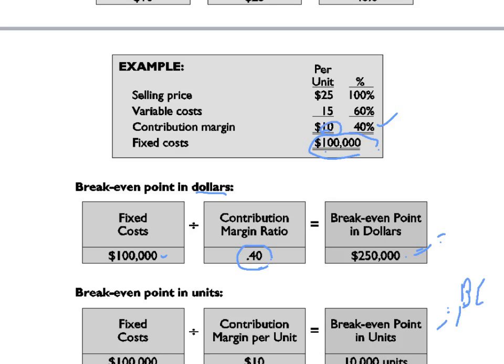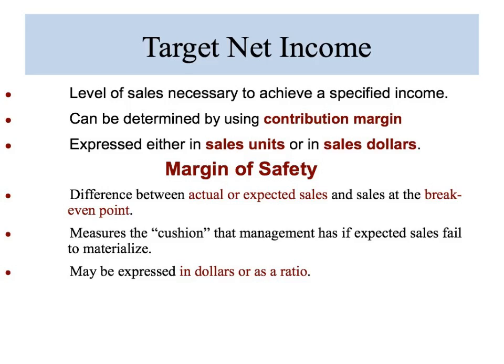Well, you see it's the same thing. 1,000 units at $25 is 250,000. So I calculate the break-even both in dollars and in units.